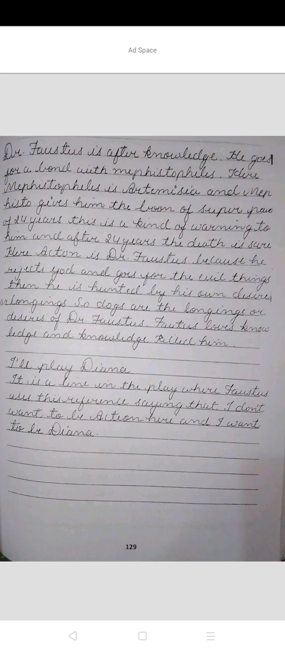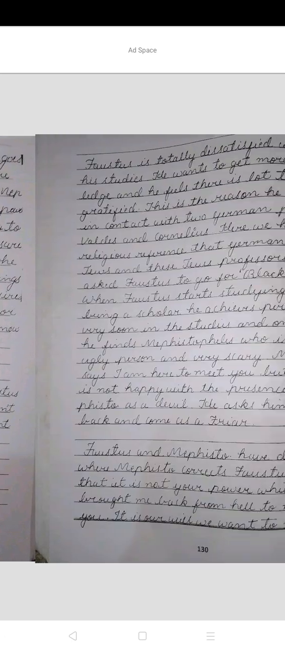Here, Actaeon is Dr. Faustus because he rejects God and goes for the evil thing. Then he is hunted by his own desires or belongings. Those are the longings or desires of Dr. Faustus. Faustus loves knowledge, and knowledge killed him. "I will play Diana" is a line in the play where Faustus uses this reference, saying that I don't want to be Actaeon here, I want to be Diana.